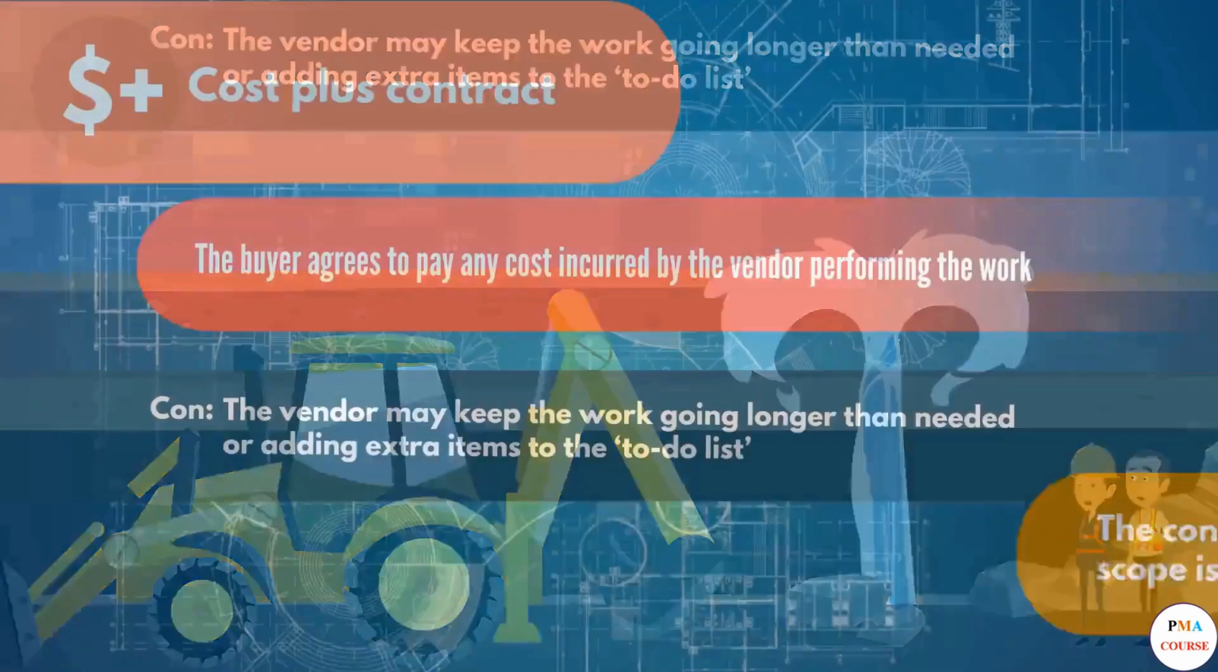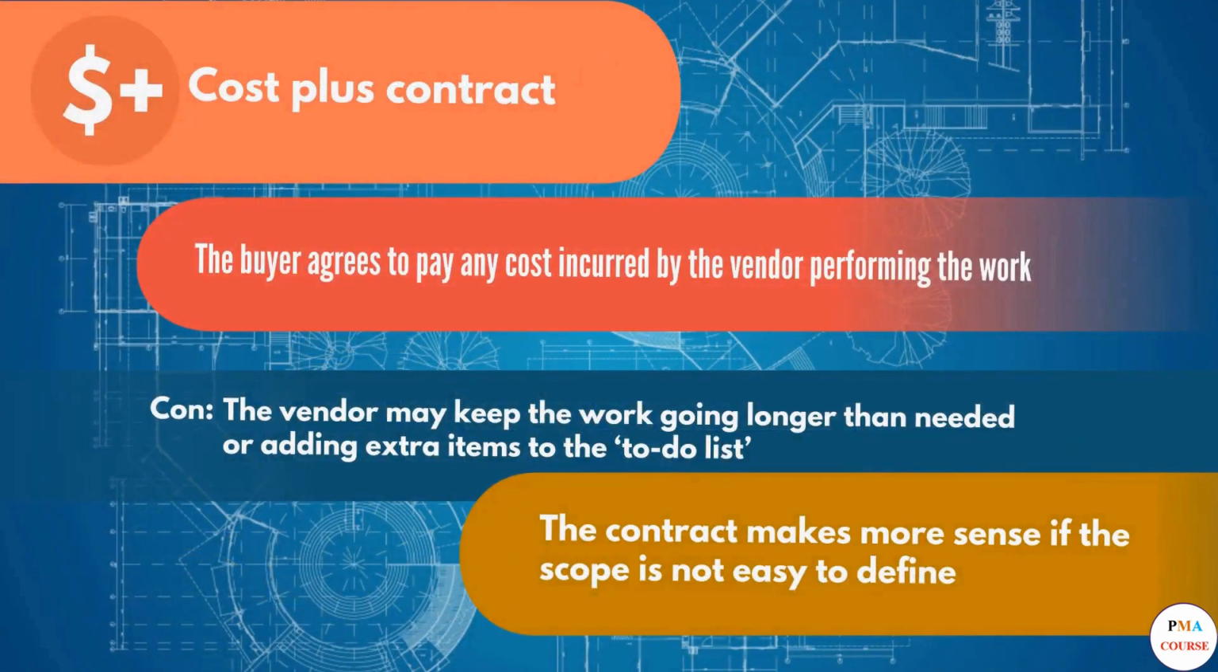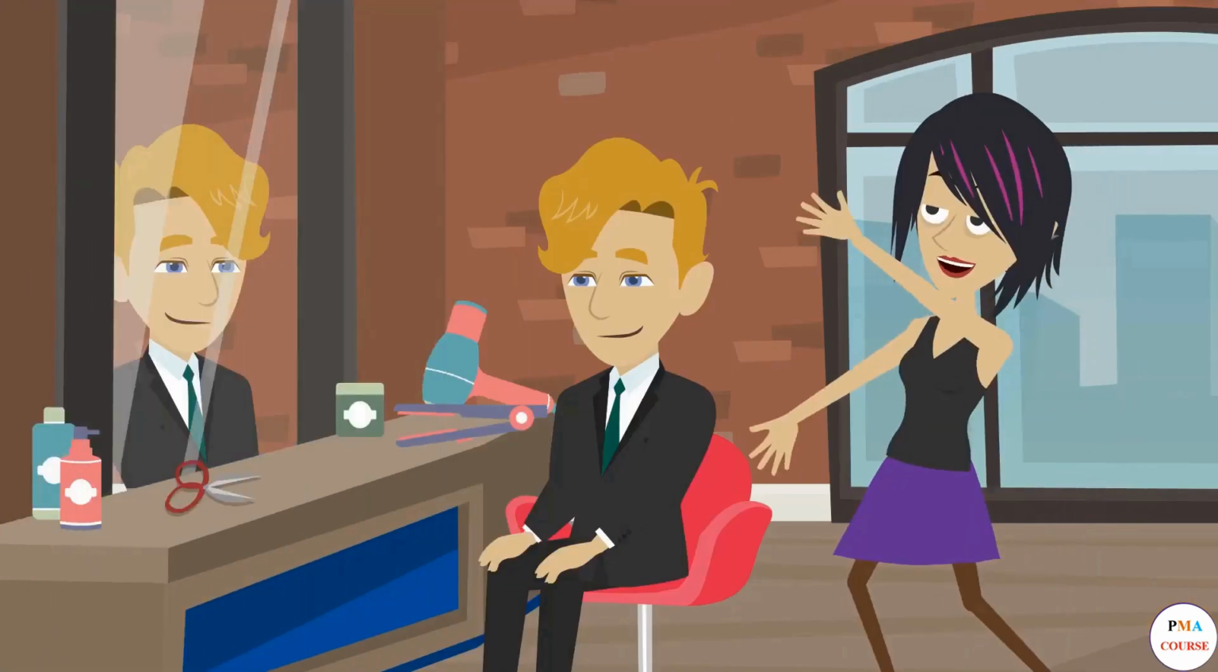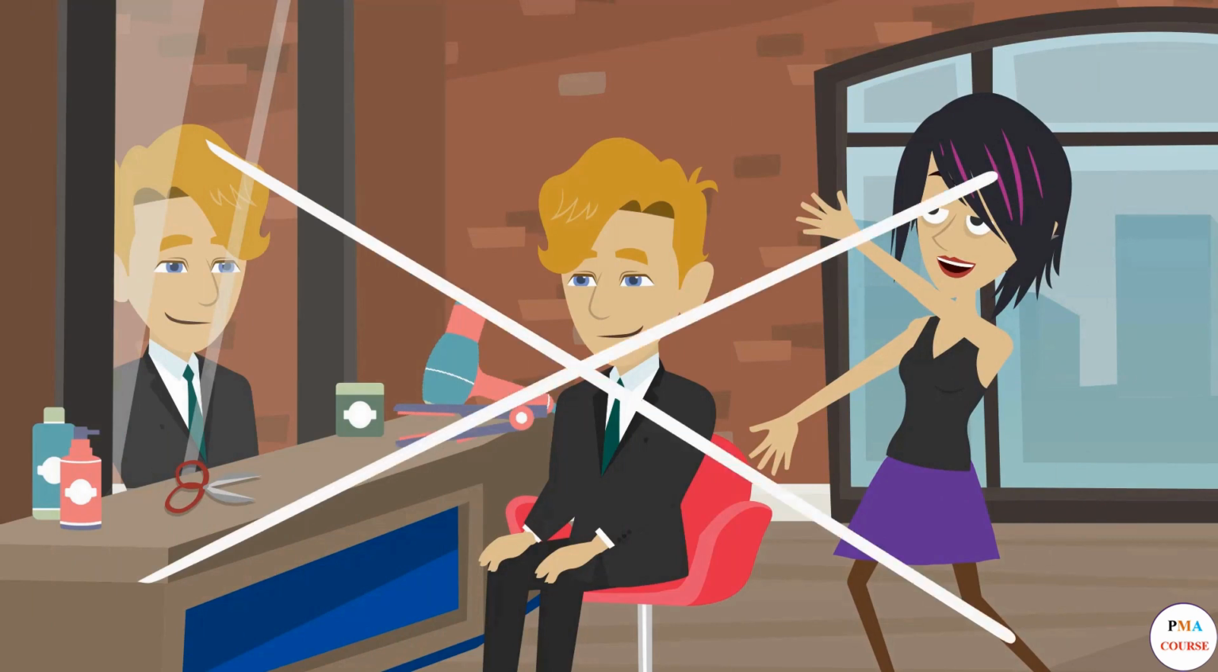This contract makes more sense if the scope is not easy to define, but proper controls need to be put in place to ensure money is only spent on things essential for the project. A fancy new haircut for the vendor doesn't fall into this category.